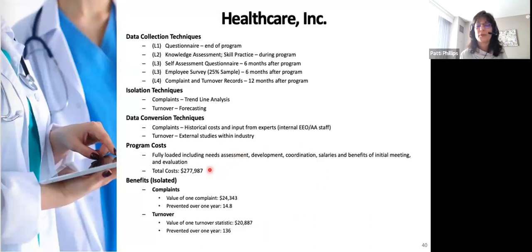So again, the cost of the program was $277,987. The benefits of the program based on complaints: they reduced complaints by 14.8. Each complaint cost $24,343. And they also reduced turnover by 136, and each turnover cost $20,887. So complaints and turnover will go in the numerator. Then you subtract the cost in the numerator and divide it by the cost. So complaints and turnover in the numerator, and $277,987 is your cost.